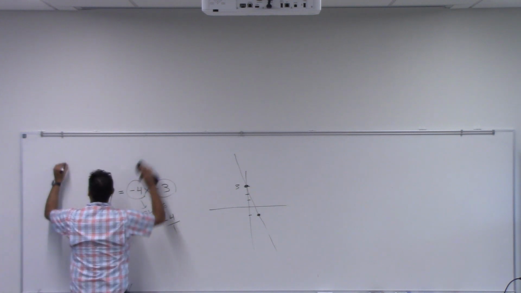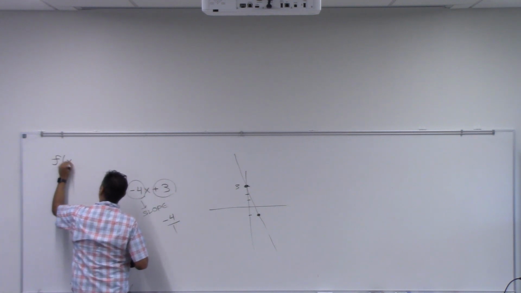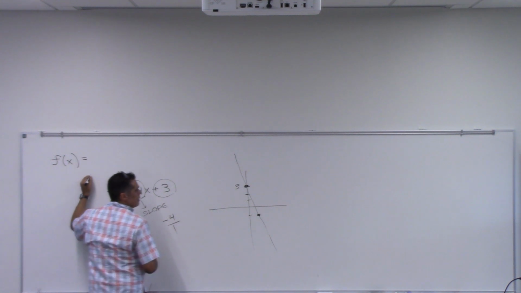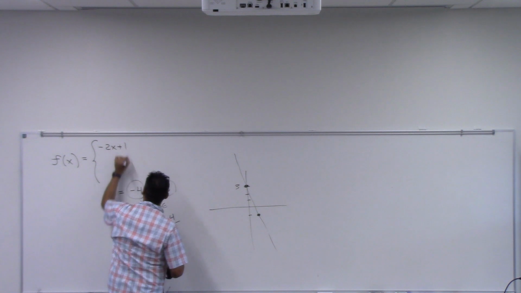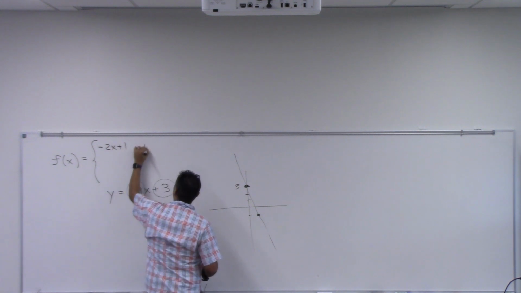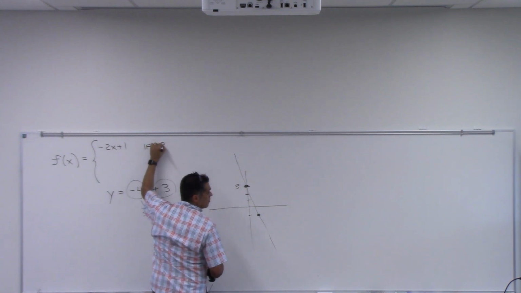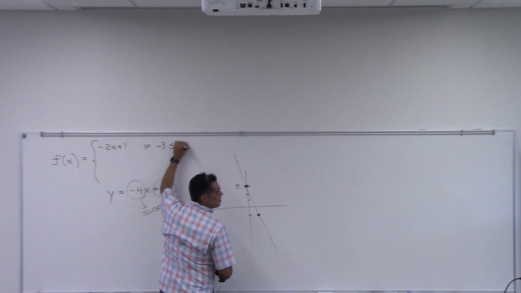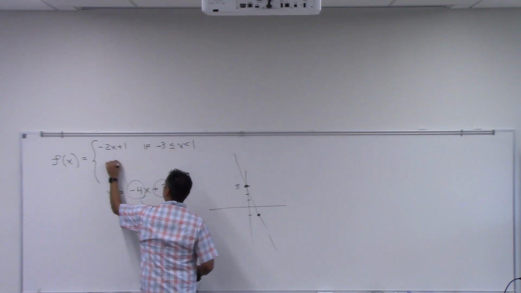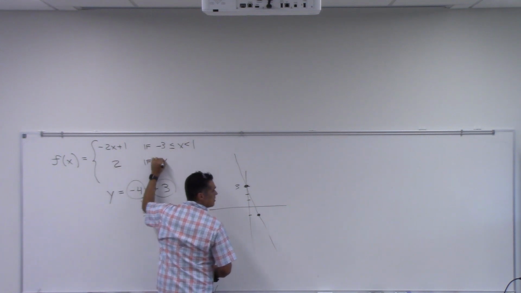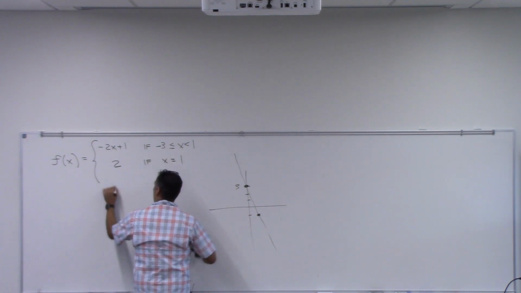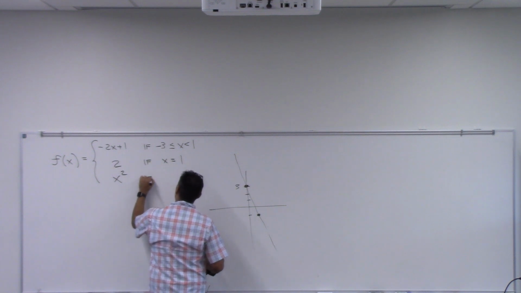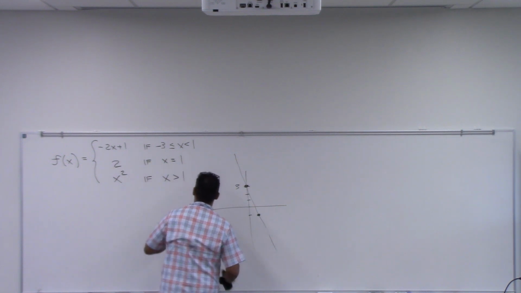All right, here's the function that we want to draw now, this piecewise function. 3 pieces, right? 2x plus 1, that's a line, if -3 is less than or equal to x is less than 1. It's 2 if x is exactly 1, and it's x squared if x is greater than 1.